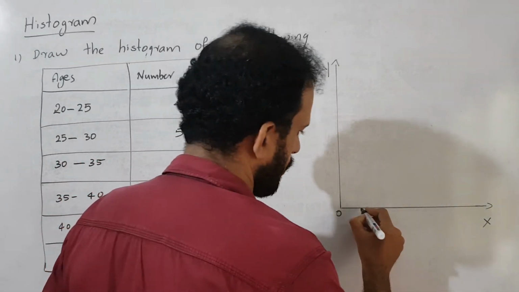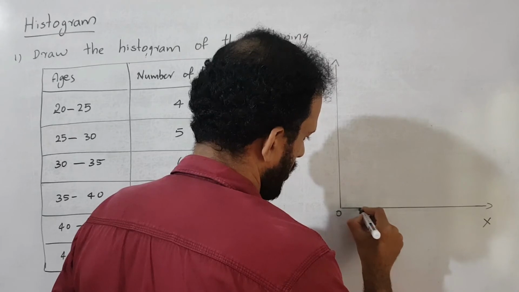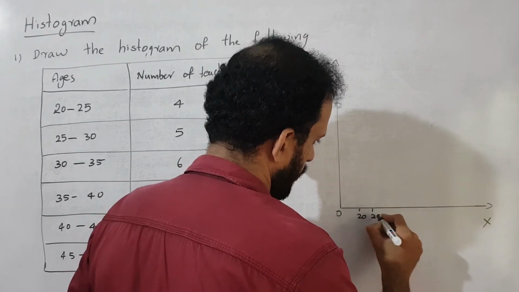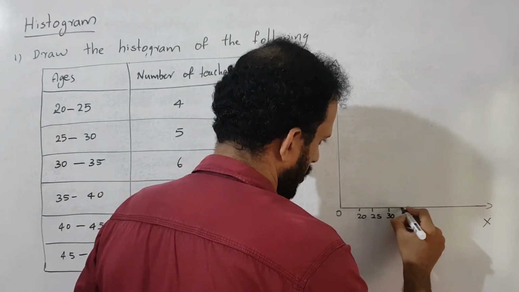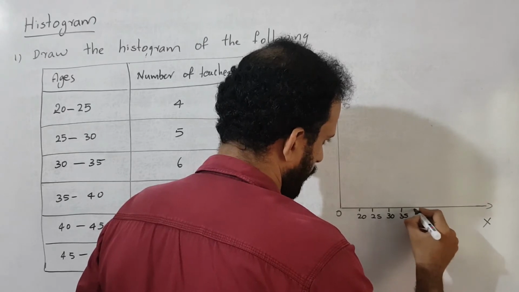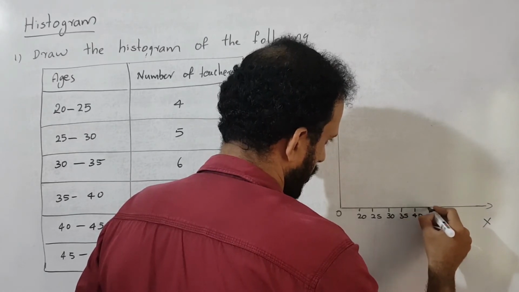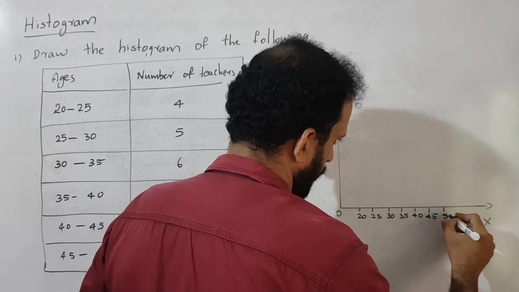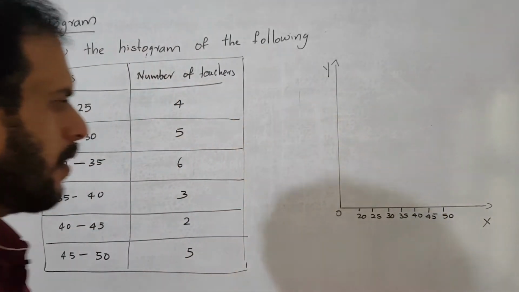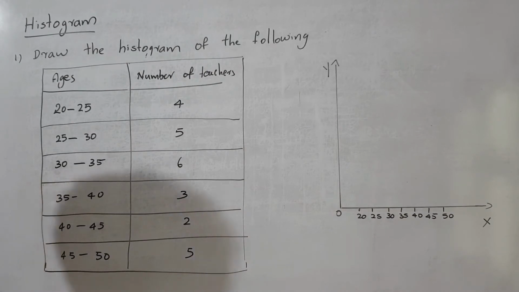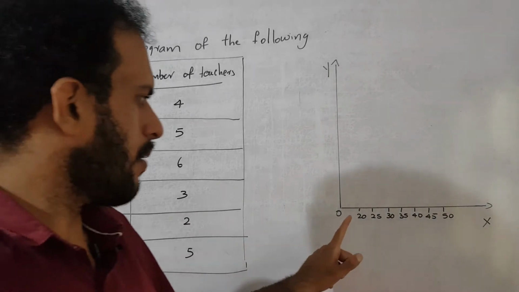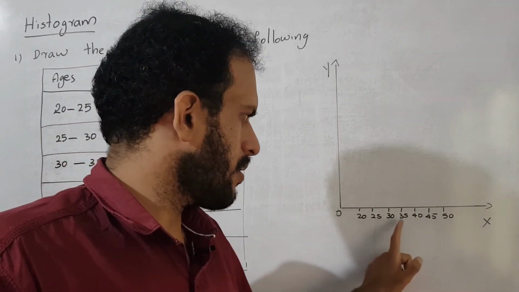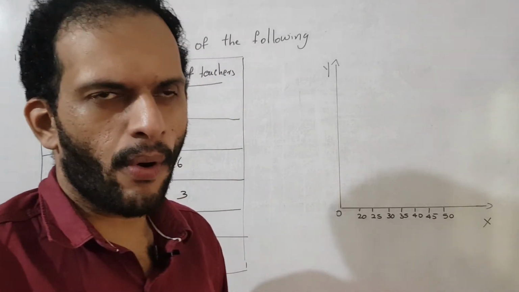So we start here. The first number is 20, 25, 30, 35, 40, 45, 50. Correct? 20, 25, 30, 35, 40, 45, 50. I told you in the last example, we need to take equal distance between each point.